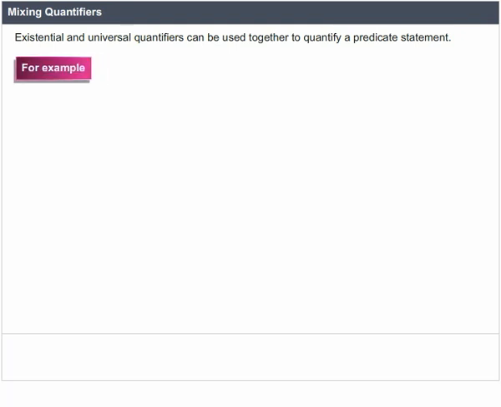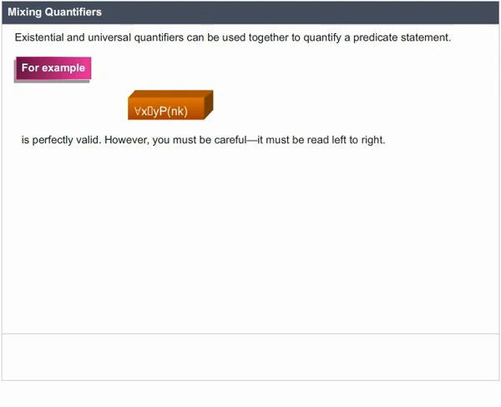Mixing quantifiers. Existential and universal quantifiers can be used together to quantify a predicate statement. For example, for every x, there exists y, P(x, y) is perfectly valid. However, you must be careful. It must be read left to right.